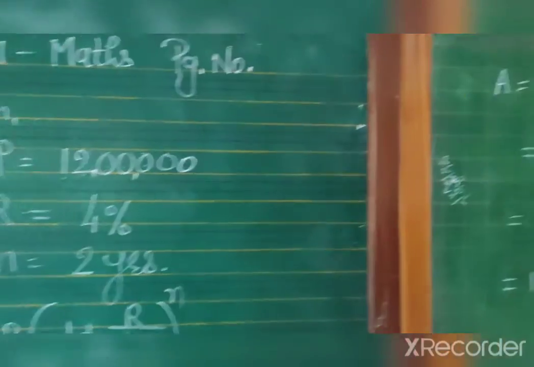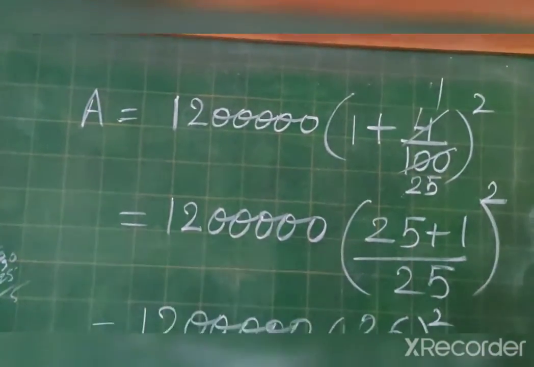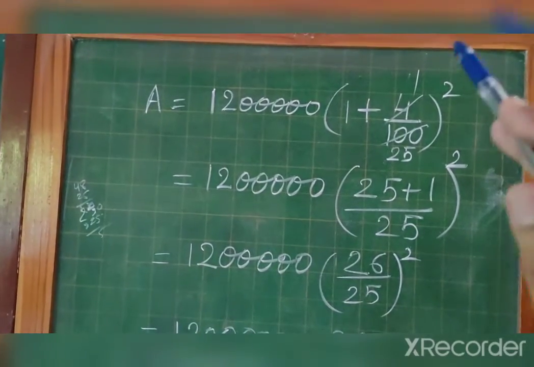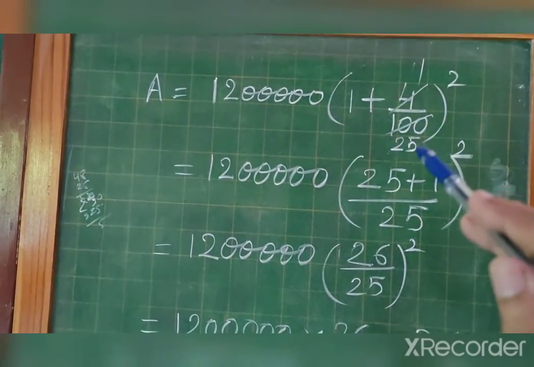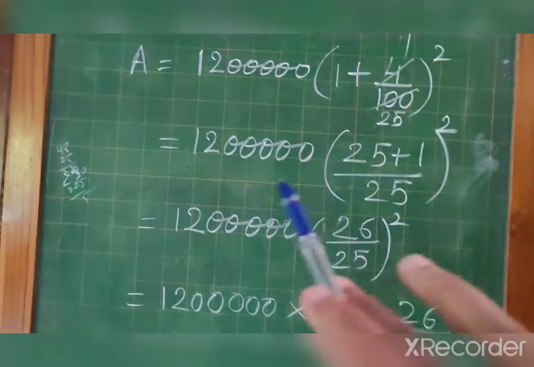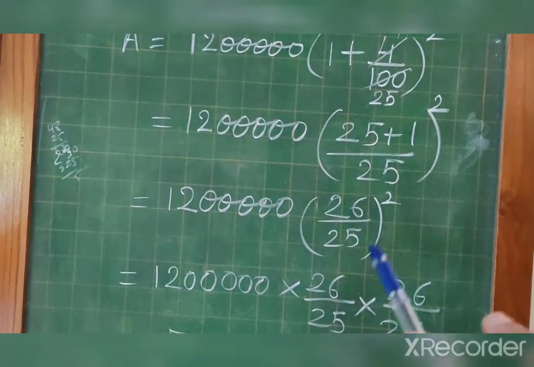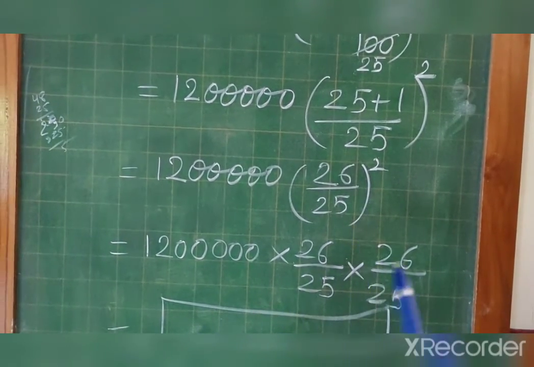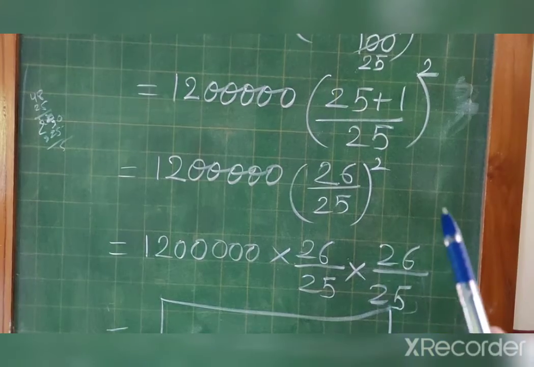So put the value in the formula. You can see here 12 lakh 1 plus 4 upon 100 whole square, 4 ones are 4 and 100 is divisible by 4 25 times, 25 ones are 25 plus 1, that means 26 upon 25. So 12 lakh into 26 upon 25 whole square. So 12 lakh into 26 upon 25 into 26 upon 25.